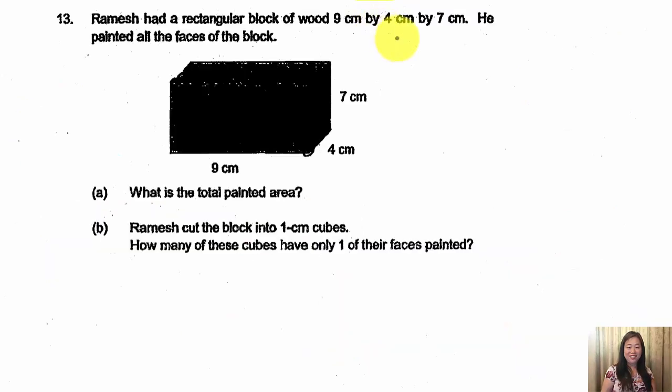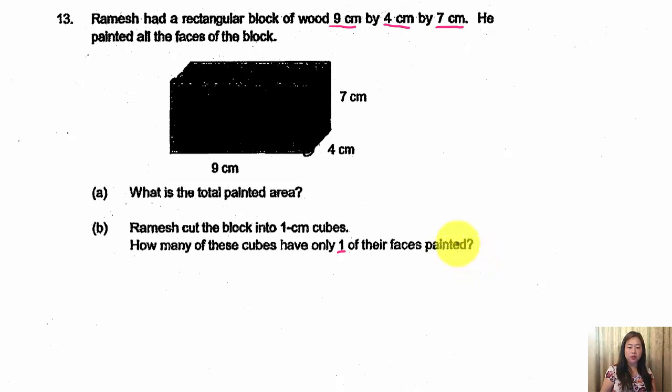Let's do question 13. Ramesh had a rectangular block of wood, 9 cm by 4 cm by 7 cm. He painted all the faces of the block. A. What is the total painted area? B. Ramesh cut the block into 1 cm cubes. How many of these cubes have only one of their faces painted?